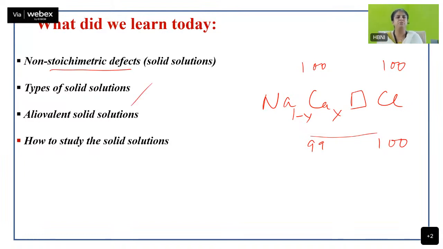We studied about the types of solid solutions: simple, complex, substitutional, interstitial. Aliovalent solid solutions are those when your host and guest cations are not isovalent. When they do not have similar charge, you do not get a simple solution; rather you have to resort to some kind of vacancy and excess mechanism. We also studied about the techniques on how to study the solid solution. With this, I would want to wind up here.